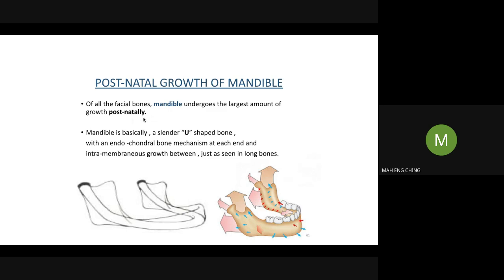So the mandible basically is a slender, very long U-shaped bone with an endochondral bone mechanism at each end, which is the condylar process. Then intramembranous growth between, which is the body and the ramus of the mandible, as seen in a long bone. If you notice any long bone in your body, like the hand and the leg, they have a cartilage covering the long bone end. Same with the mandible. You imagine this as a long bone, but slender and U-shaped. So at the end we have the cartilage, and in the middle we have the bone.